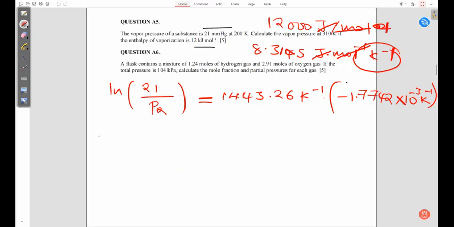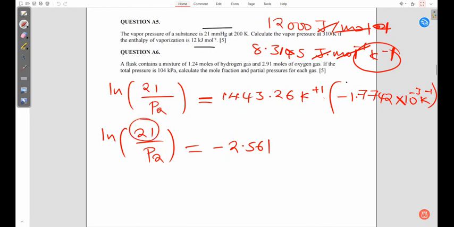Okay, so multiply the two now. We maintain what's on the left. So the negative 1.7742 times 10 to the power negative 3 is multiplied by this first part. By the way, this is supposed to be K positive at the top. So that's negative 2.561, with no units at this particular point. Not forgetting that our pressure 21 is in millimeters of mercury.